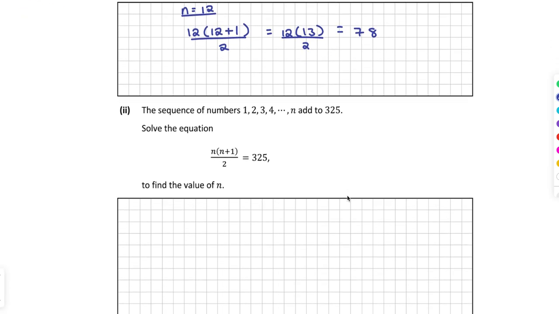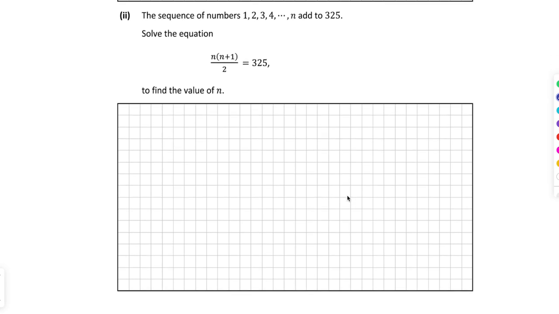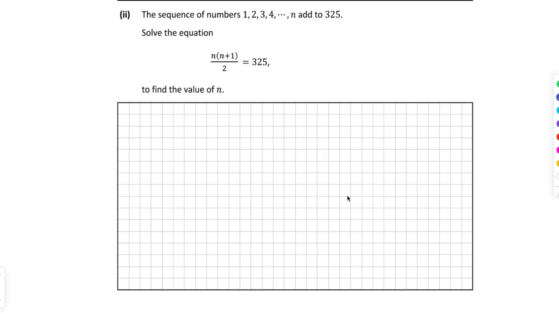Here then it twists it on its head again, and it says the sequence of numbers 1, 2, 3, 4 all the way up to n add up to 325. Solve this equation. Okay, imagine none of that was there. It's just a standard question. It's really just a standard algebra question. How do I get rid of the divide by 2? That's the first problem I encounter.